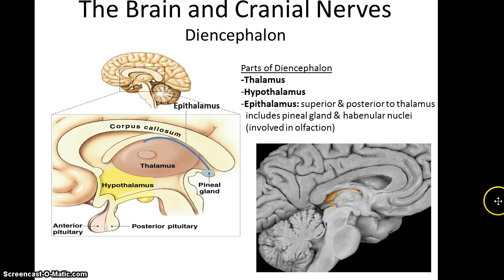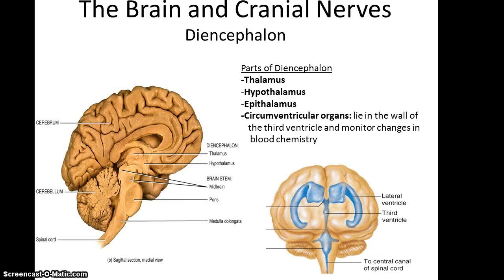Then there's the epithalamus. It's sort of a little curve or comma superior to the thalamus, and at the very posterior end of the epithalamus is the pineal gland. Also included within the epithalamus are the habenular nuclei, which are involved in olfaction, or smell. Again, smell does not go through the thalamus, but it does go partly through the epithalamus.